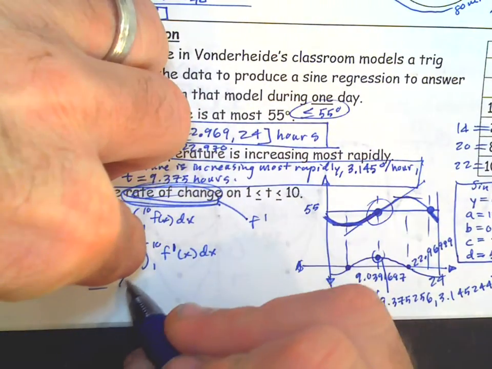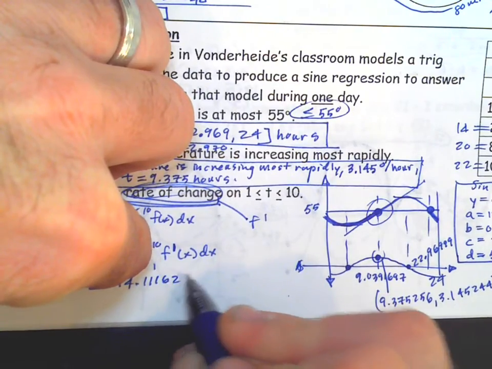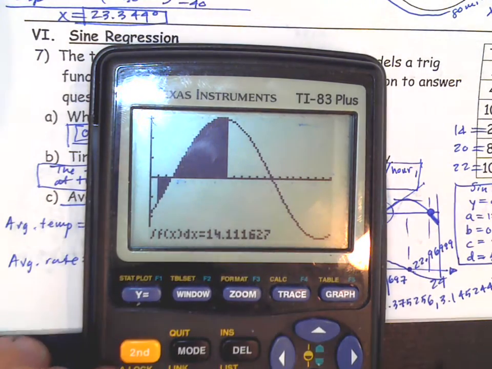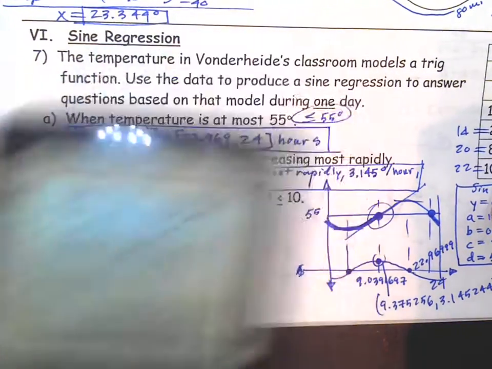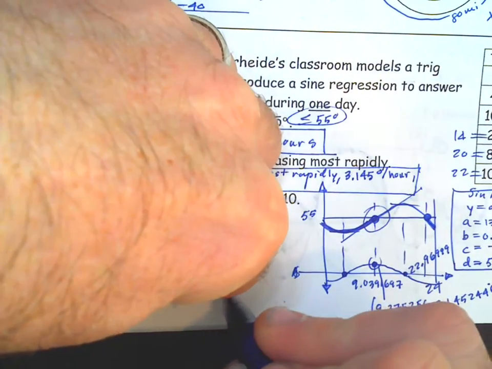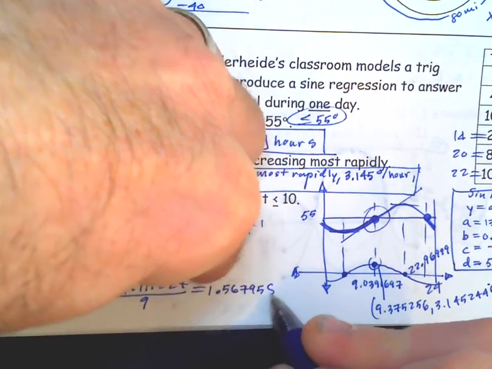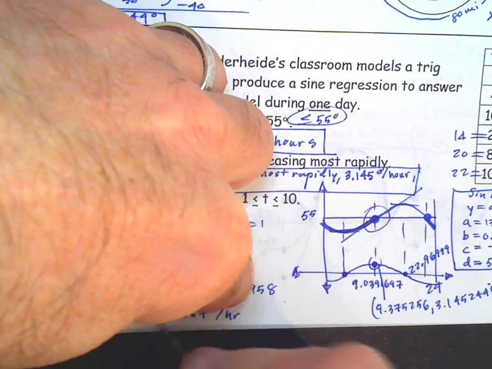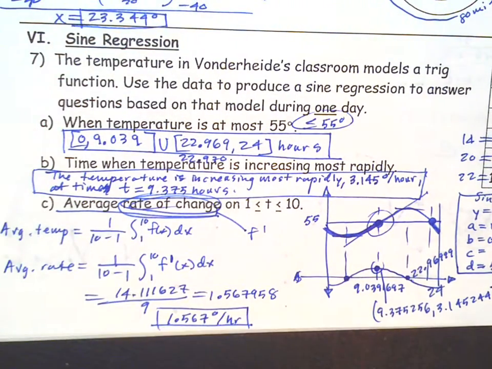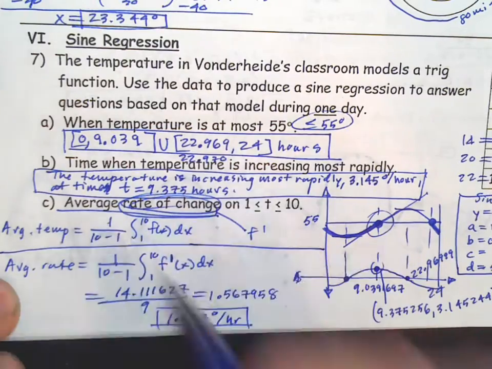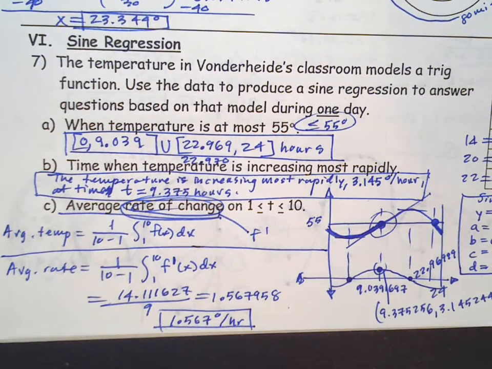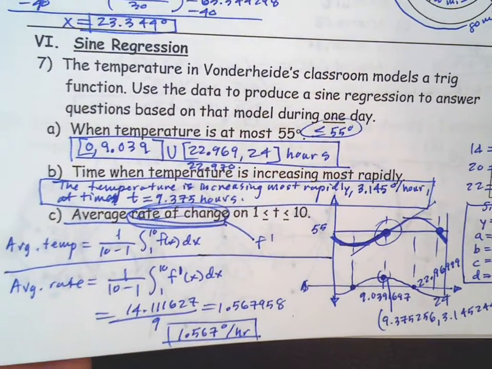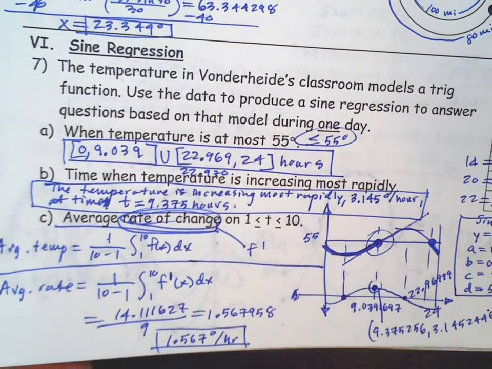So it's going to be 14.111627 over 9. And I think I can just say divided by 9. It takes me to the home screen and does the correct thing. So it's going to be 1.567958. So the answer is 1.567 degrees per hour is the average rate. If they asked for average temperature, we would do that, and it would just be degrees. So there you go. Anything that was on the original test is still fair game, even if it wasn't on this corrective, but this is a lot of good practice.